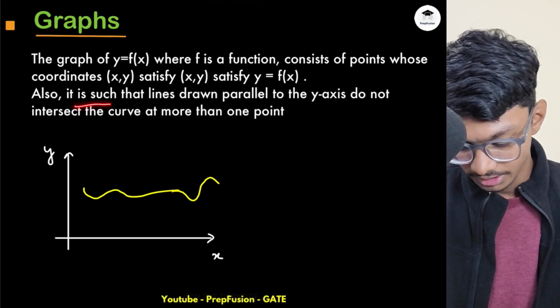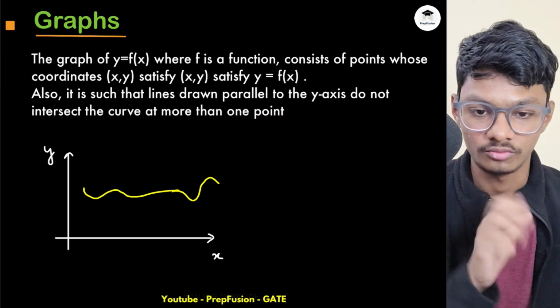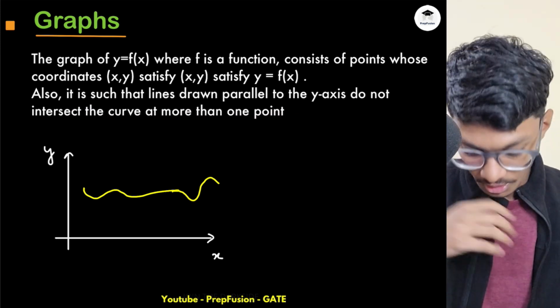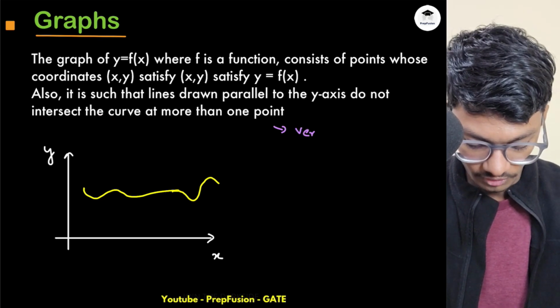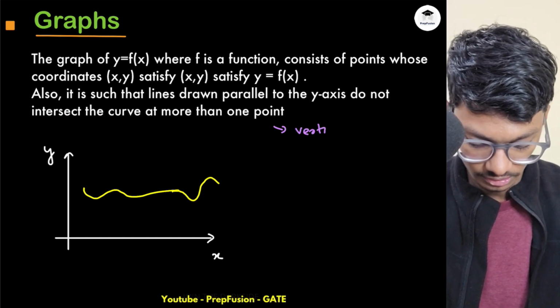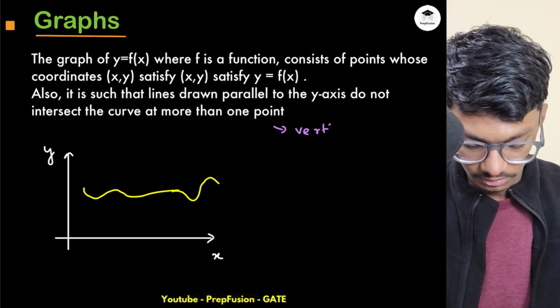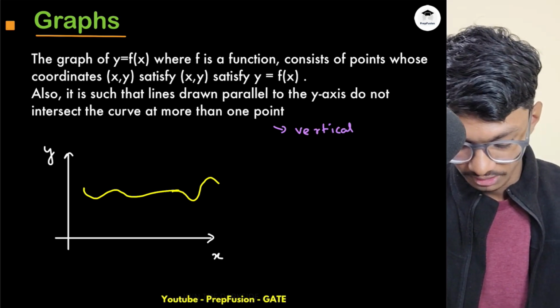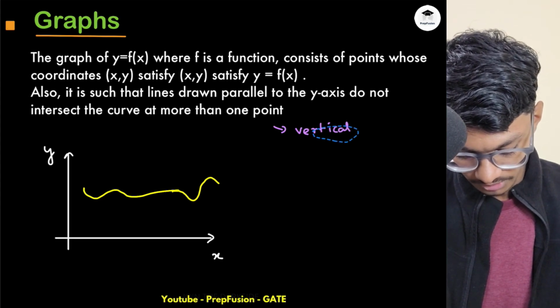Also, it is such that lines drawn parallel to the y-axis do not intersect the curve at more than one point. What does this statement mean? This is known as the vertical line test. If you have studied in 11th, you will recall this. This is known as the vertical line test for a relation to be a proper function. So basically, what do I mean by this?